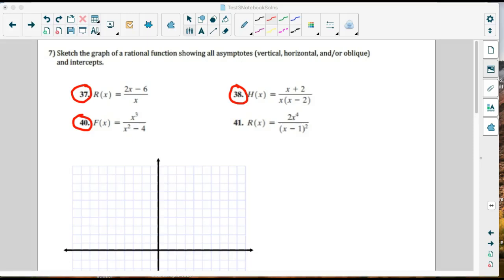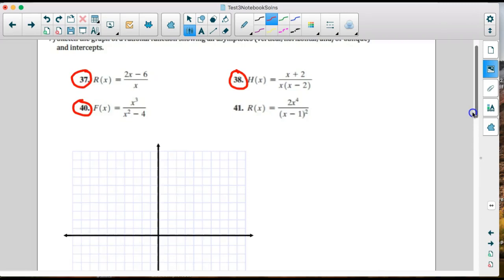Okay, in this video we're going to review sketching rational graphs. This is problem 7 on the review. We're going to look at these 3 problems.